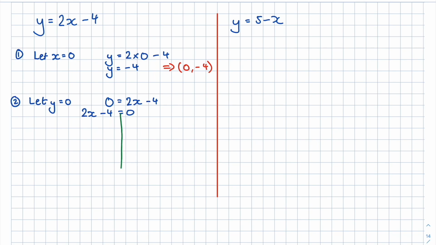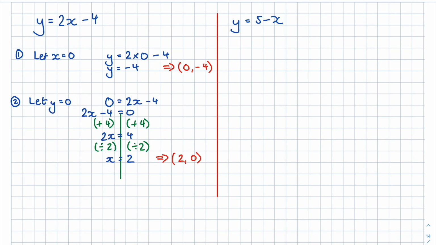Draw a line down the page. Then we're going to add 4 on both sides, which gives us 2x is equal to 4. Next step, divide by 2. This gives me x is equal to 2. This leads to a coordinate where the x value is equal to 2 and the y value is equal to 0. So I've got that from here and here.